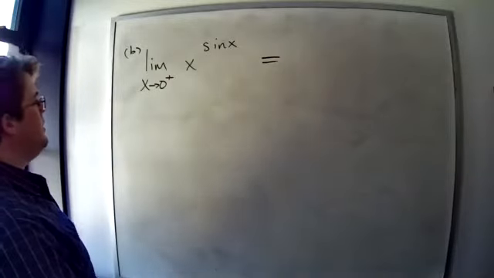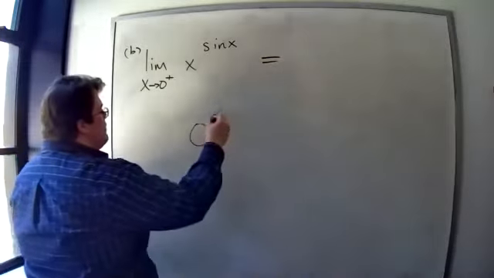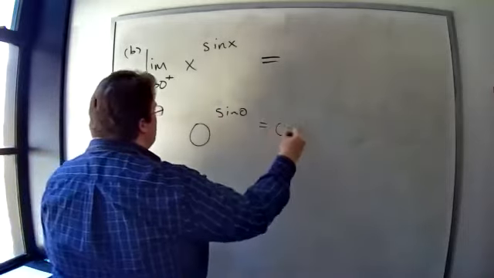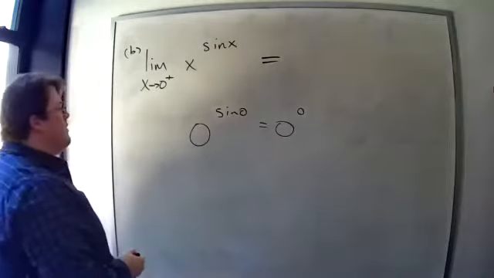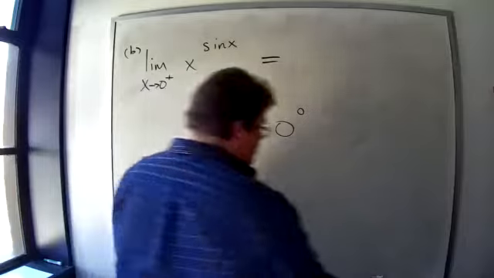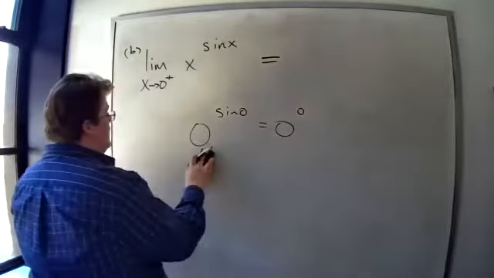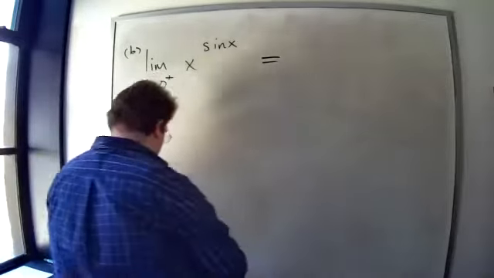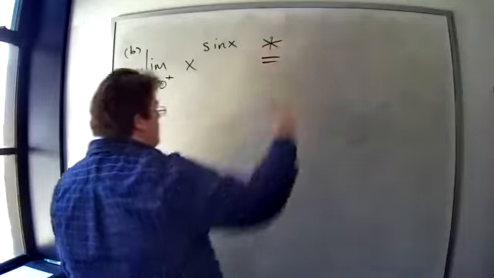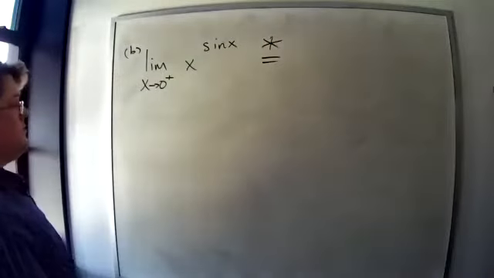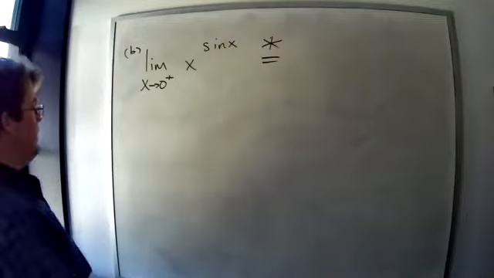But what do we get upon substitution here? 0 to the sine of 0, which is 0 to the 0. While 0 to the 0 is not a number, it is an indeterminate form, but to compute this limit, we can introduce a logarithm.